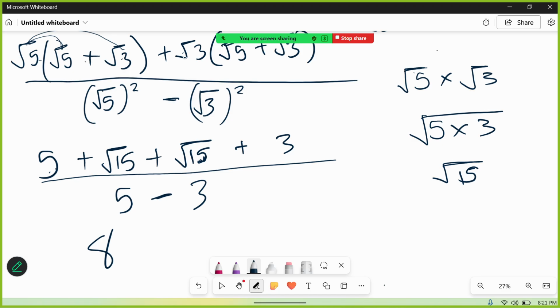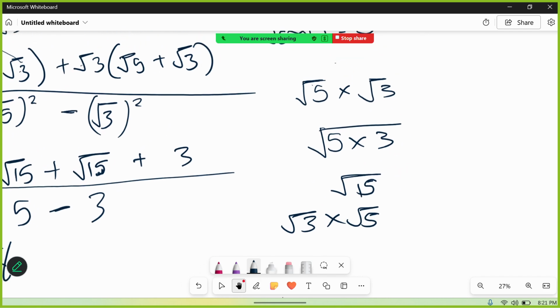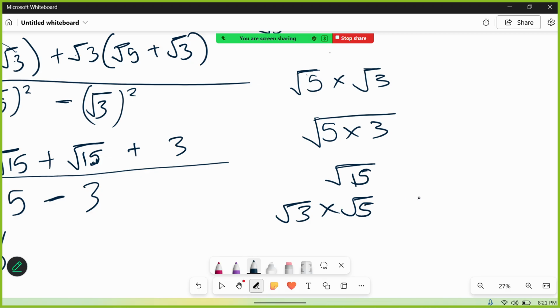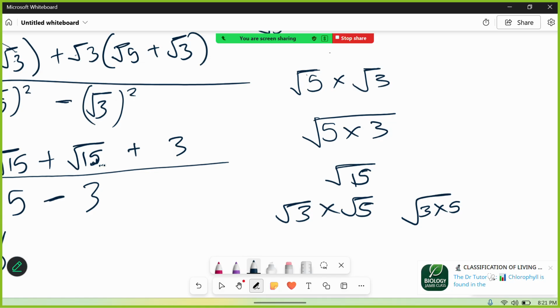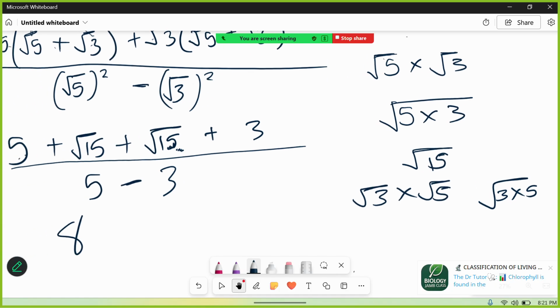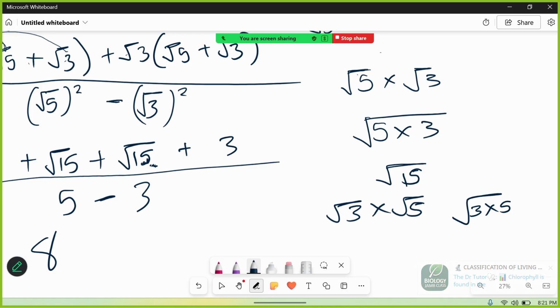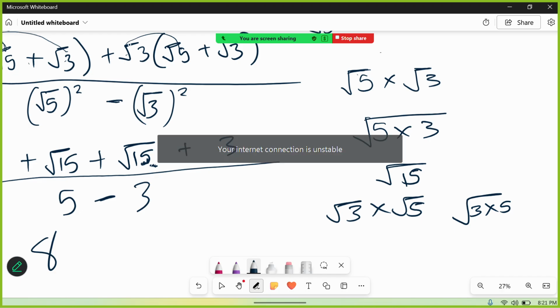So the same thing applies here also. Root 3 times root 5. We bring out the roots and multiply the numbers inside. 3 times 5 is 15. That's why we are still having root 15 here. And why we are having 3 here is because we have done 3 times 5. Now the next thing is to do 3 times root 3.